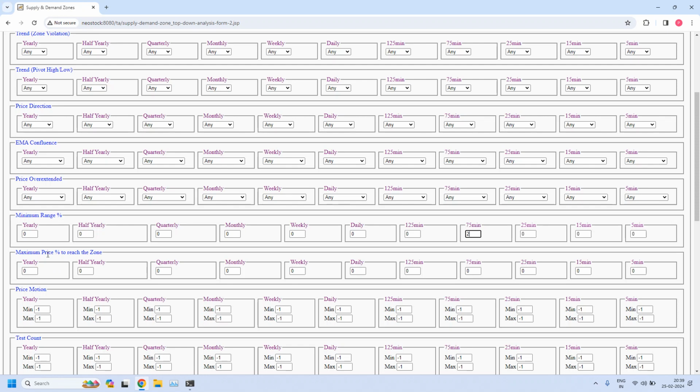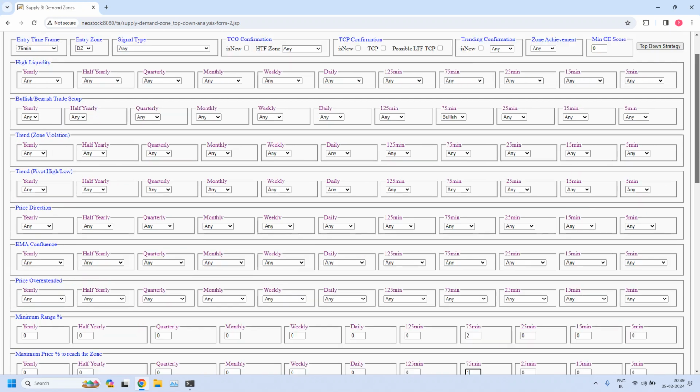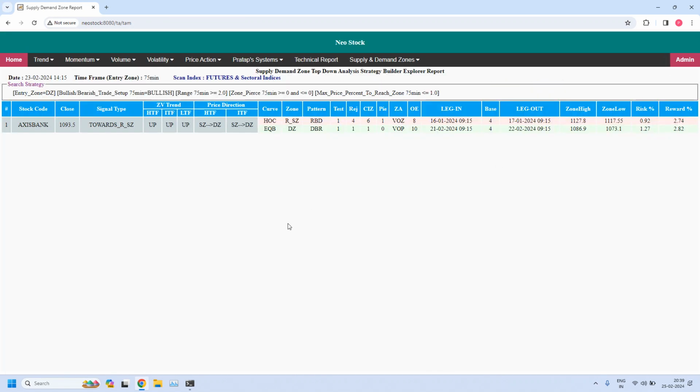Let us generate 2 or 3 reports: 1% near to the zone, 2% near to the zone. If required, we will go for 3% if the list is small. So on 75 minutes, first let us set the stocks which are within 1% of the 75 minutes demand zone. Only one stock is there, Axis Bank.